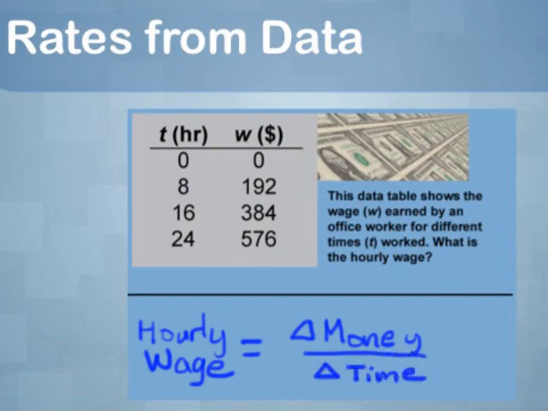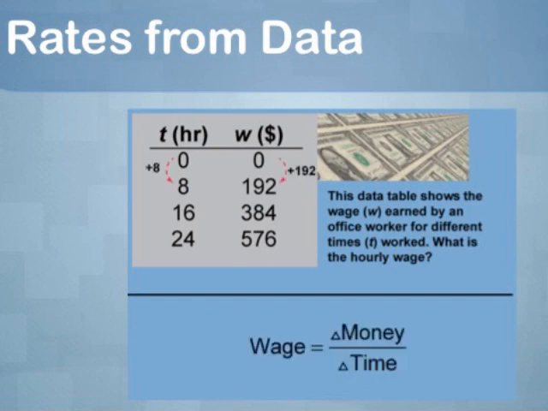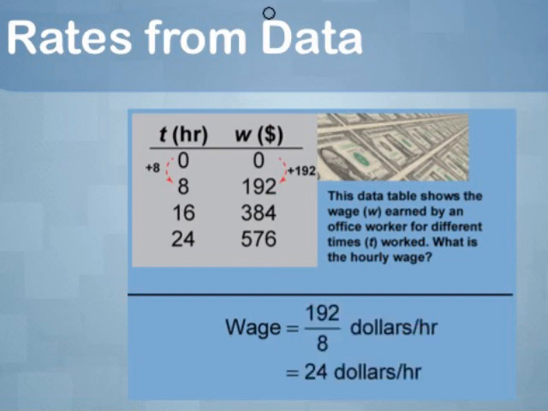For every 8 hours, the office worker earns $192, as shown here. This pattern continues throughout the data set. We can use these common differences to find the wage. We divide 192 by 8 to get 24. The units are dollars per hour, so the hourly wage is $24 per hour. So for any time t, the expression 24t can be used to calculate the money earned.